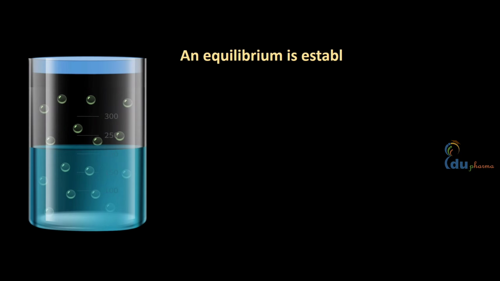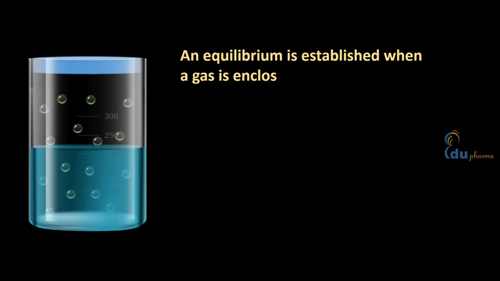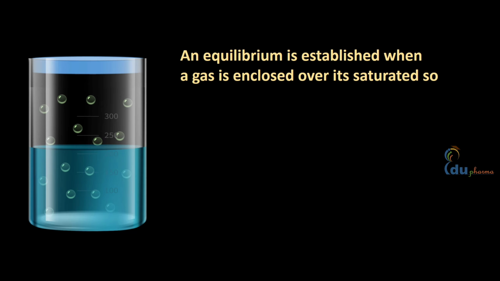Here you can see we have a closed assembly which contains two components. First one is liquid and second one is gas, which is present in the liquid as well as in the headspace, that is above the liquid layer. What is happening here? An equilibrium will establish between gas molecules of the liquid phase and the headspace.